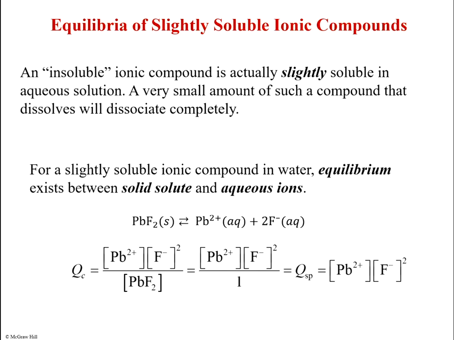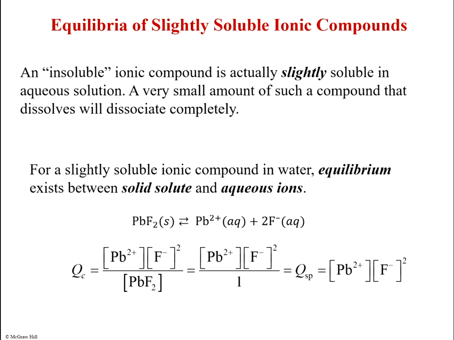And an example would be lead sulfide, or cadmium sulfide. Sulfides tend to be insoluble, and for those with transition or heavy metals or main group metals, they tend to not dissolve in solution. But that's only an approximation. An insoluble ionic compound is actually slightly soluble in aqueous solution. A very small amount of such a compound will dissolve, and it will dissolve and dissociate completely. So we have an example here.